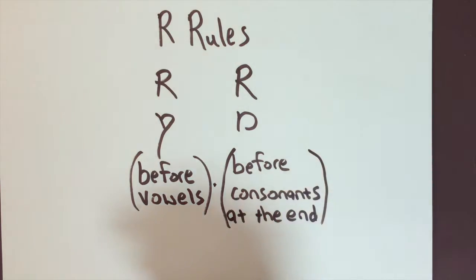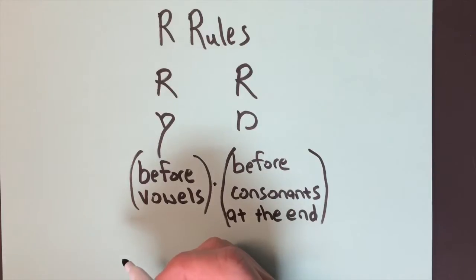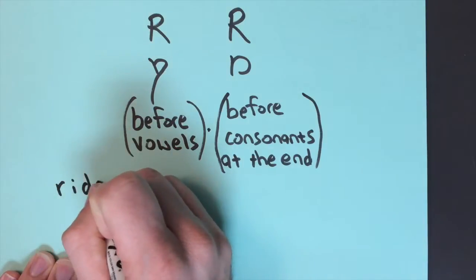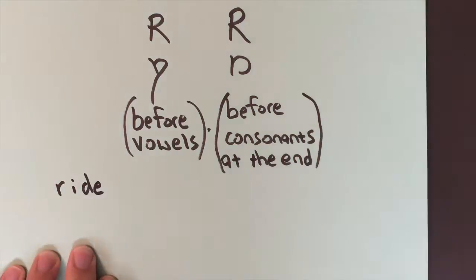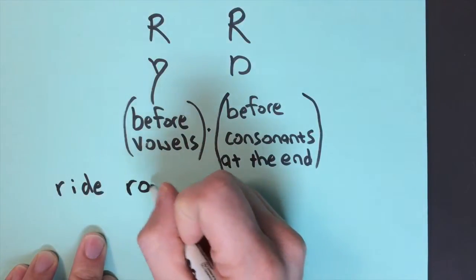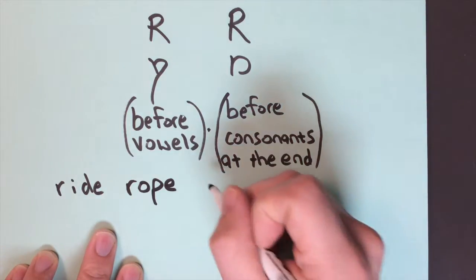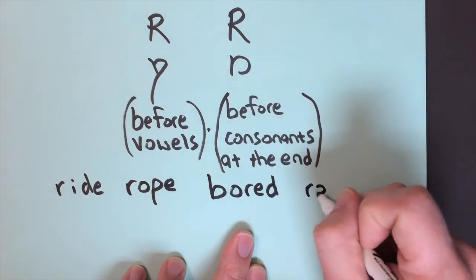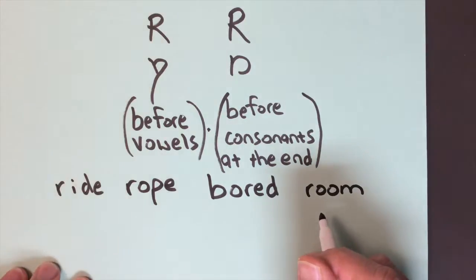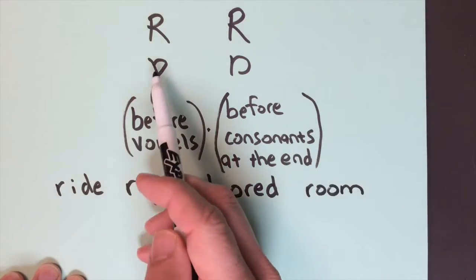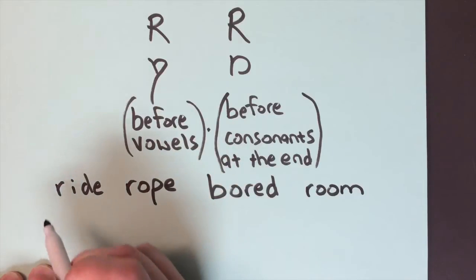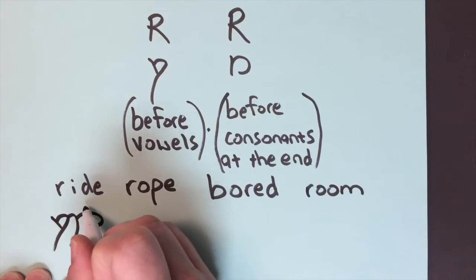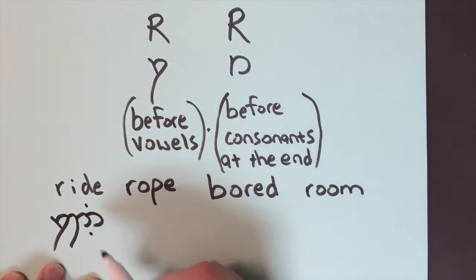So let's do some word examples. Let's learn how to write ride, we're going to learn how to do rope, board, and room. Alright, so to do ride, we're going to use this one because it comes before a vowel, the I. So write the R, D, put our I, and then the ending E dot for ride.